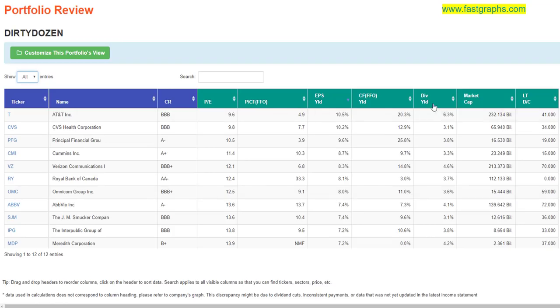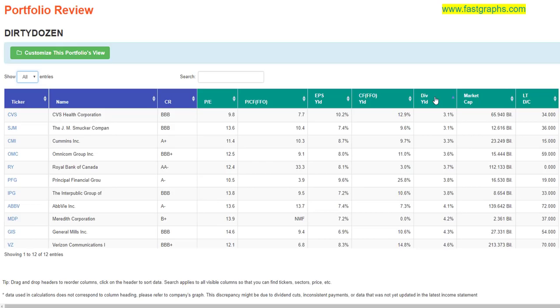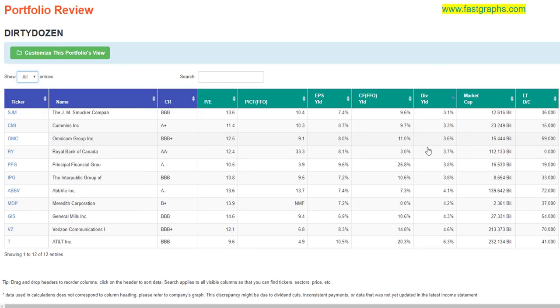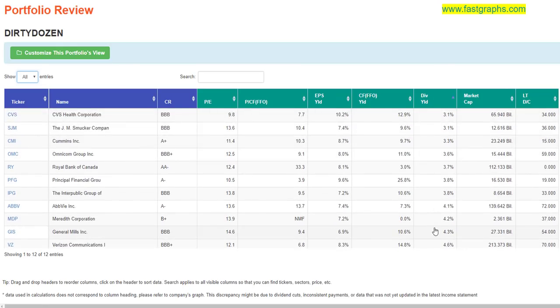Another criteria I used to put this list together was dividend yield. Here I've got dividend yield from lowest to highest. I also looked for companies that were paying at least a 3% dividend yield. And the other thing I want to point out is I didn't really include any REITs or other kind. These are just strictly traditional C Corps, as you would call them.